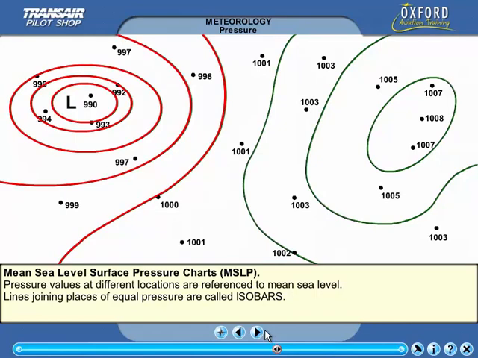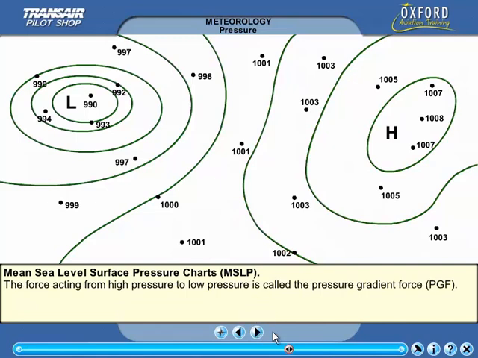Lower value isobars indicate a low pressure area. These systems can range from tens of nautical miles wide to hundreds and even 1,000 miles wide. High value isobars indicate an area of higher pressure. The isobars themselves can reveal a lot of information.